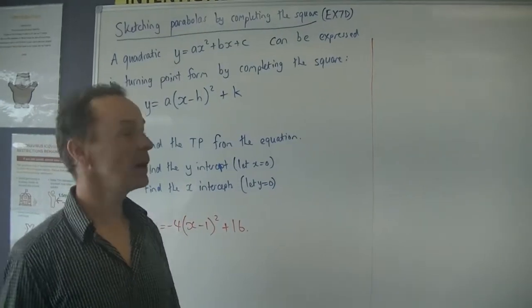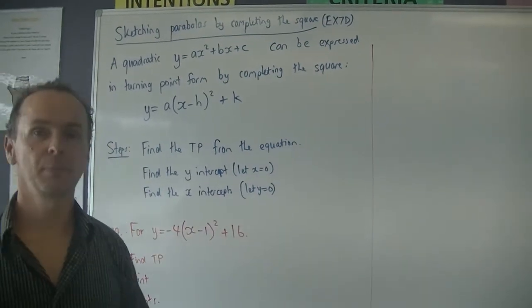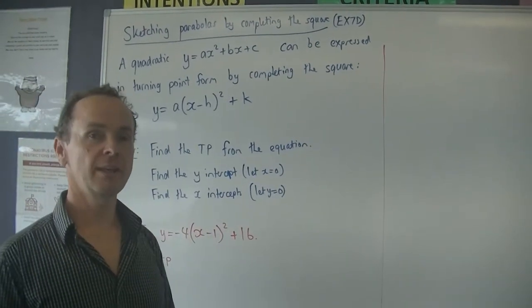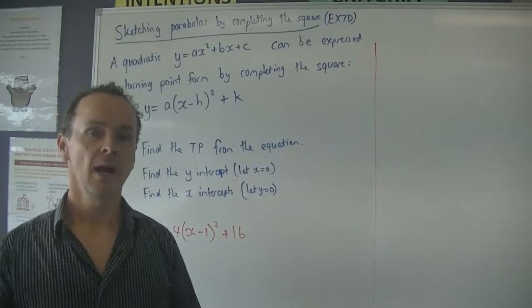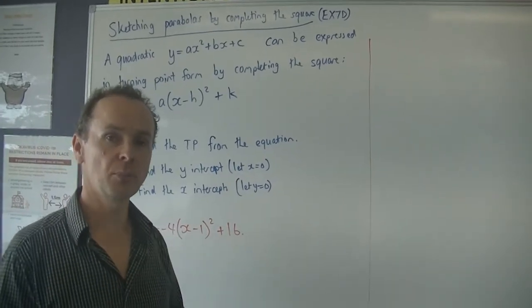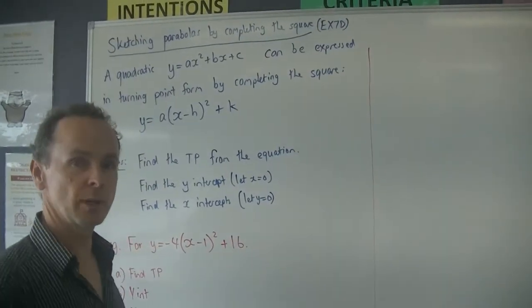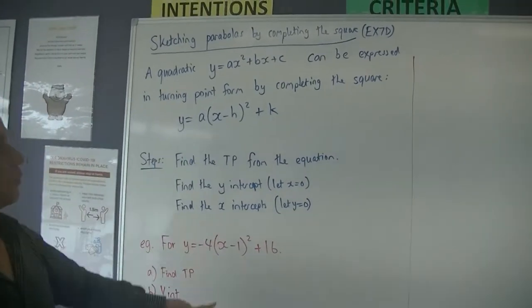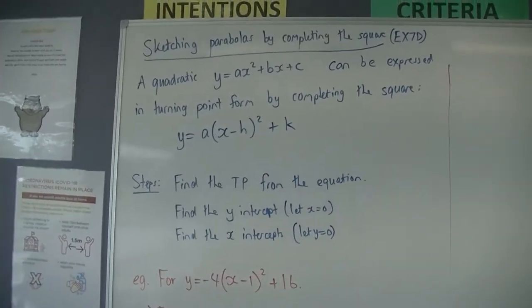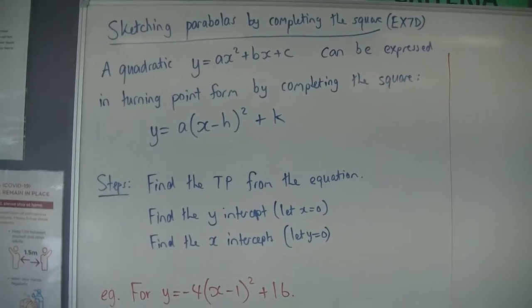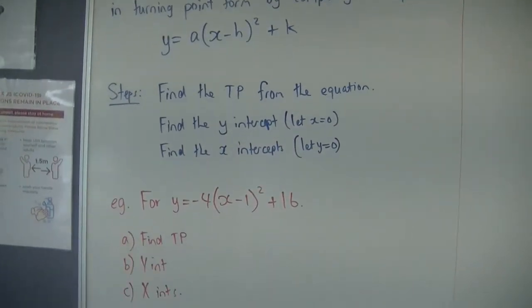Hi Year 10s, today we are doing sketching parabolas by completing the square. One key thing for this is that when you complete the square, the equation turns into turning point form, so you can read off the turning point automatically. Copy down this one page, it's exercise 7D by the way. Copy down the notes just here and then I'll get straight into the examples.